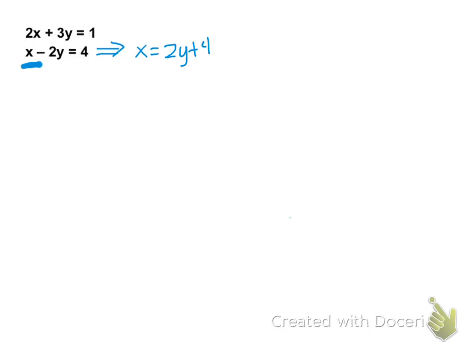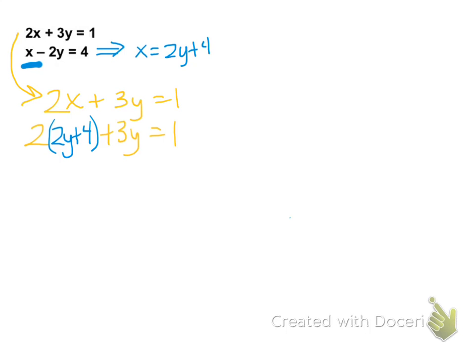Now we're going to take that and substitute it in for x into the other equation. My other equation is 2x plus 3y equals 1. I'm still going to have 2x, but in place of the x, I put what it's equal to, which is 2y plus 4. The rest of the equation remains the same. Now I have one equation with y, so I can solve that equation for y.